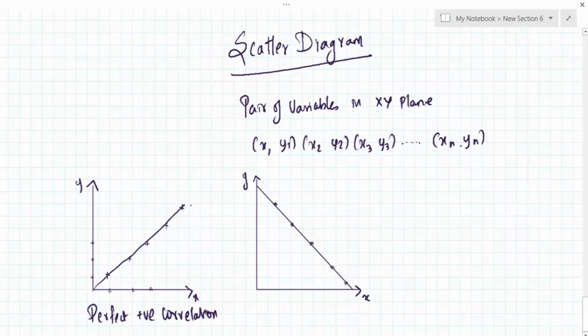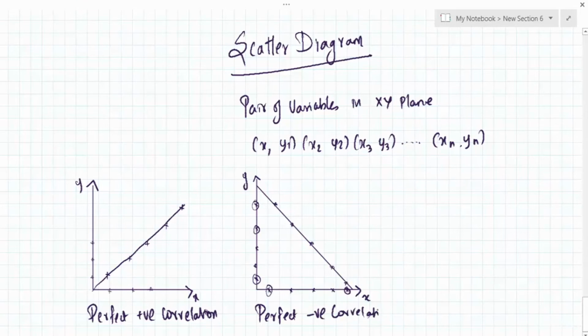And here the point what you have to notice, when x is at the minimum here, y is at the maximum. When x is going up, y is coming down. And when x reaches its maximum, y is at minimum. So this is the case for perfect negative correlation.